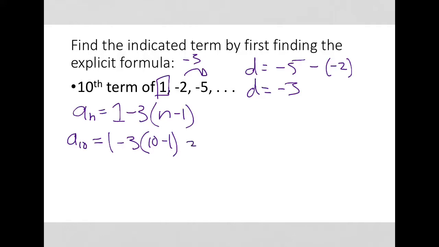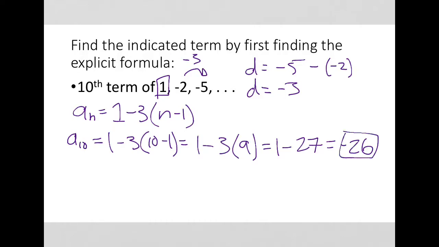And we can simplify things. Equals 1 minus 3 times 10 minus 1 is 9. Equals 1 minus 3 times 9 is 27. So 1 minus 27 is negative 26. And again, if you work it out recursively, you should get to the same exact answer.